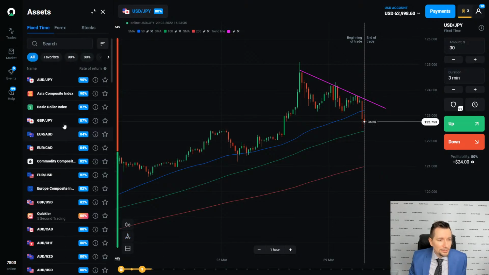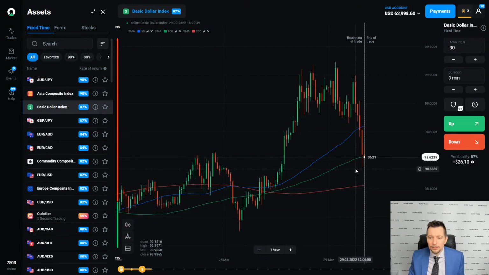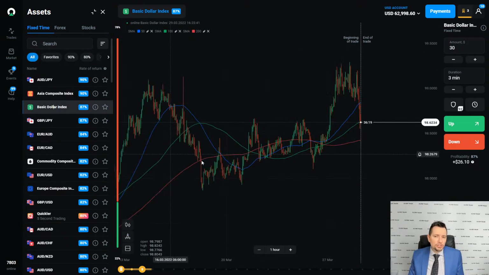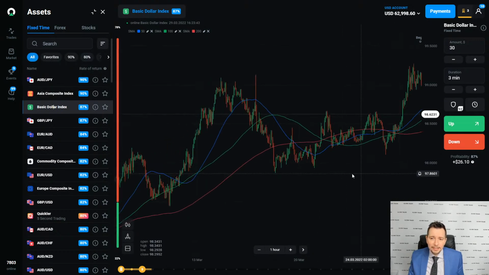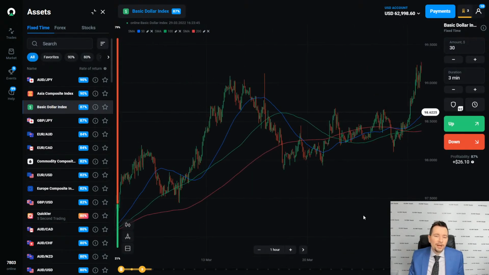So if you have any other questions on different assets, I'm going to continue down my list. So, the basic dollar index. It looks like the dollar in general is correcting, and that's absolutely fine. But what I do want to draw your attention to is, see when it corrects, we broke the 50, we broke the 100, we even broke the 200, but it didn't go too much farther than that.